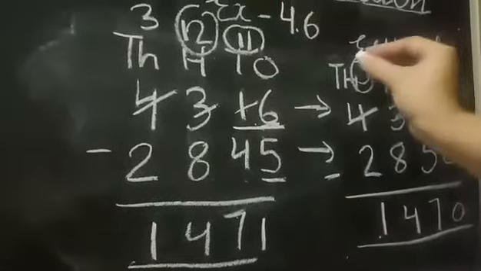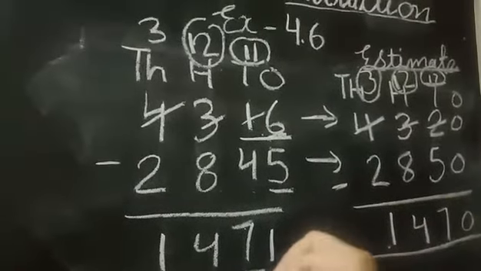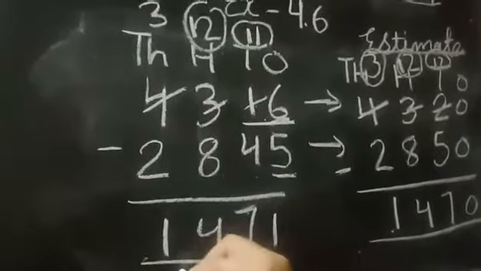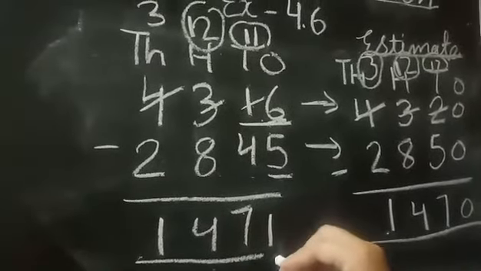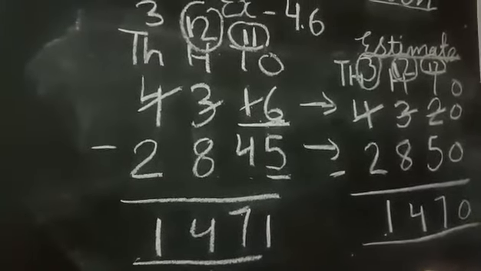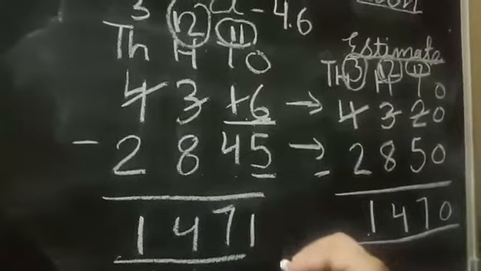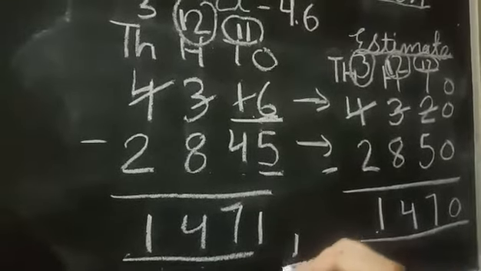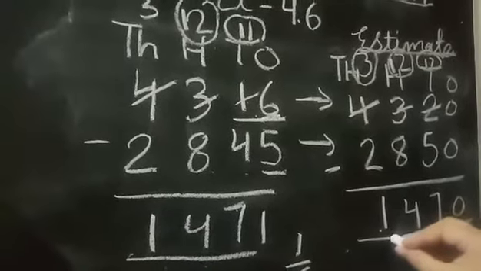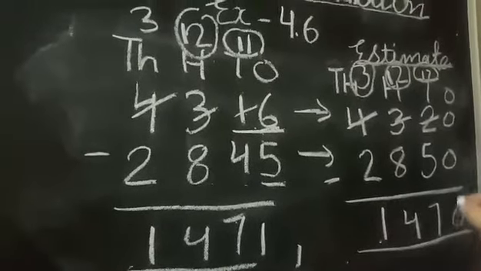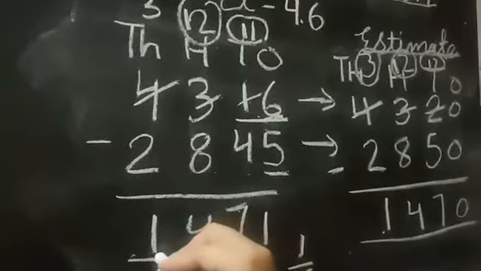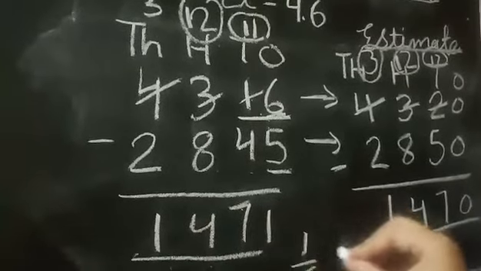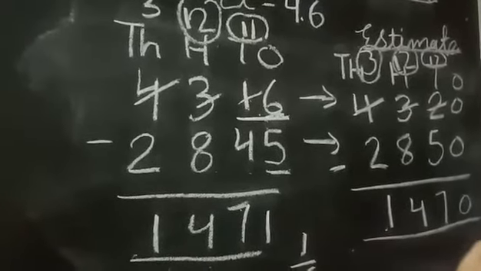It is the estimated value, and here is the actual value. The difference of the actual value is 1471. So what is the difference between actual and estimated value? The difference is 1 only. With the estimated value, the difference is 1470, and the actual value difference is 1471. So the difference is only 1.